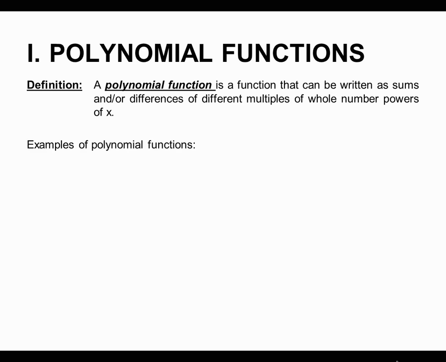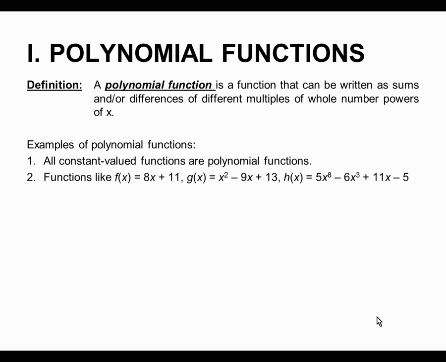So, some examples of polynomial functions. Number 1, all constant valued functions are polynomial functions. Remember, a constant valued function is f of x equals a number. No matter what that number is, that is a polynomial function. The power of x is x to the 0. X to the 0 power is equal to 1, and 0 is in fact a whole number. So again, f of x equals a number is a polynomial function.